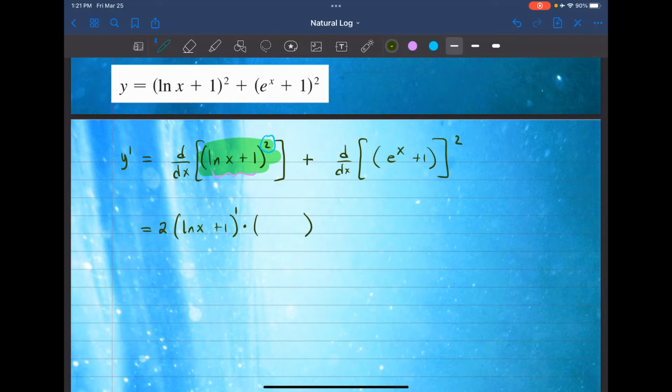So the inside is a composition of ln of x. Derivative of ln of x is 1 over x. And then derivative of 1, that's simply 0. You don't have to put plus 0. I'm writing it just for clarity. So that's the first part.